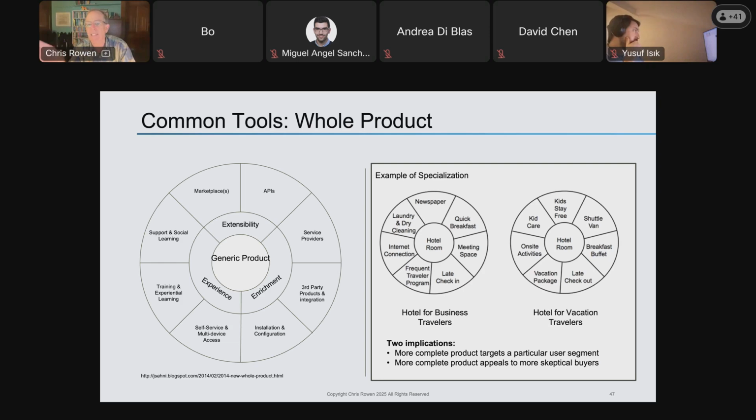They want kids stay free, they want on-site activities, they want late checkout, they want a really nice breakfast that they can linger over. They need a shuttle van to the airport, or they need it to be packaged as part of something else. So the generic product is the same, but the experience they build around those two use cases is quite different.